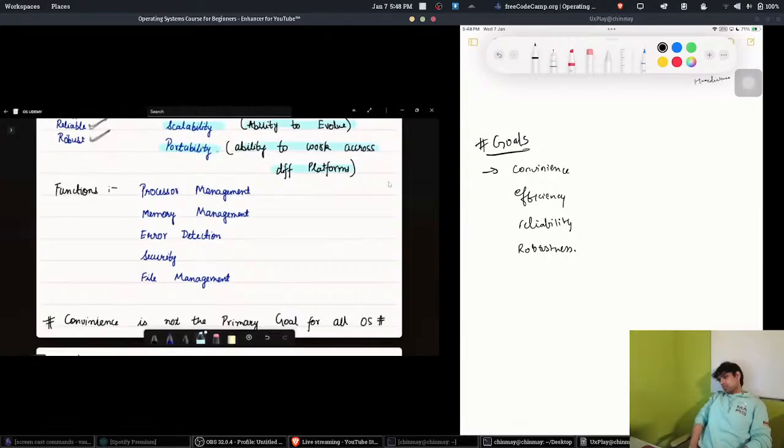What are the functions of an operating system? Processor management. These are all self-explanatory functions. It manages the processor and memory, it detects errors, and it is responsible for security and file management. I will explain them all in detail when we move ahead to the modules, from processor management to memory management. These are all chapters.